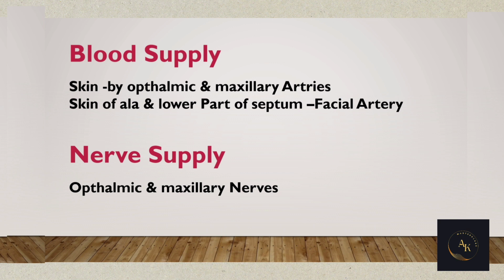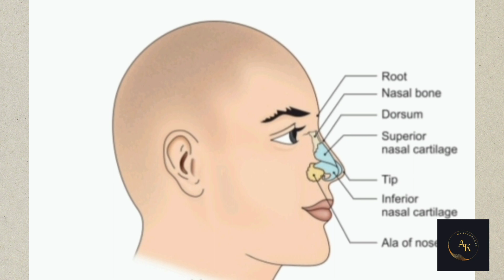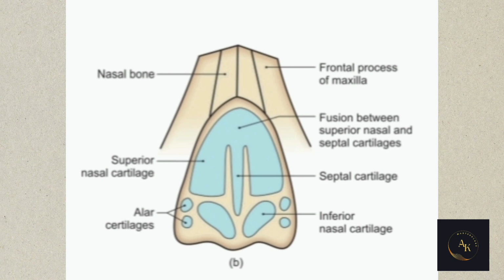Blood supply of external nose. Skin of nose supplied by ophthalmic or maxillary arteries. Skin of ala and lower part of septum supplied by facial artery. Nerve supply of external nose. Nose is supplied by ophthalmic and maxillary nerves. You can see root, nasal bone, dorsum, nasal cartilages. Internal structure.